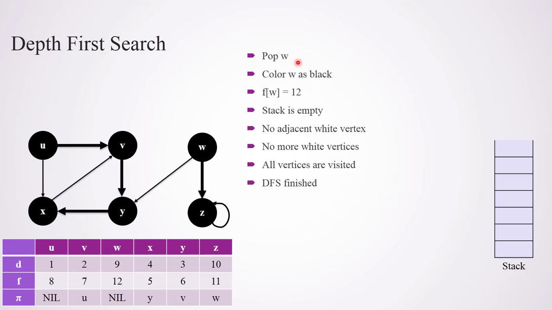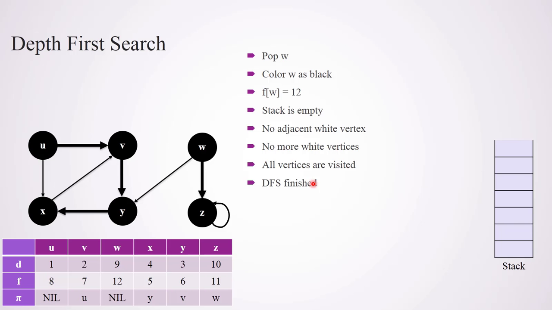So pop W, color W as black. So W is also finished. So update its value with 12. Now the stack is empty. We have to check whether any more white vertices are remaining. So no adjacent white vertices. No more white vertices. All vertices are reset. And DFS is finished. So this is the procedure for depth first search.